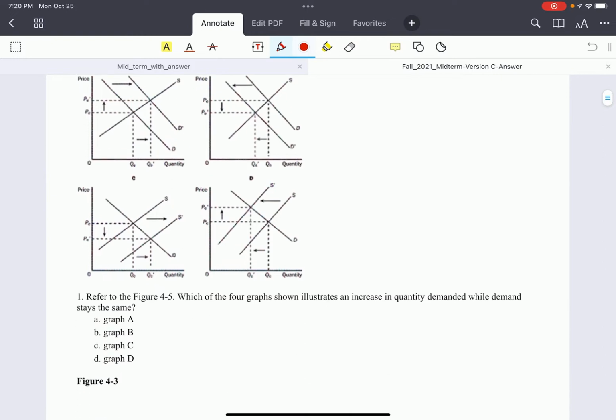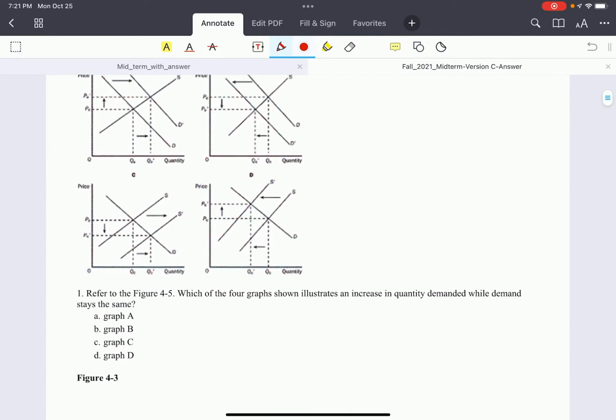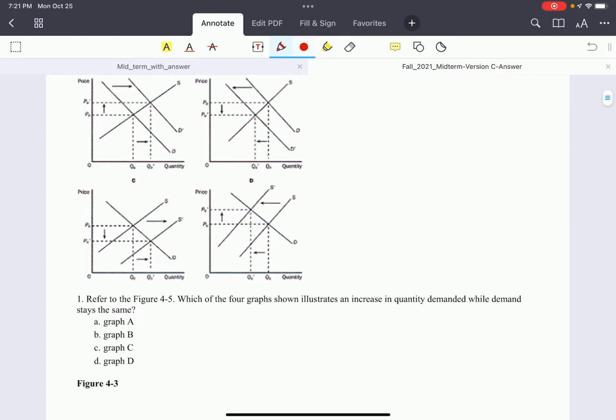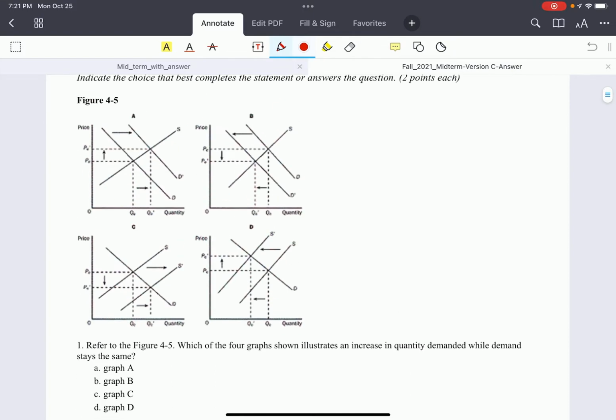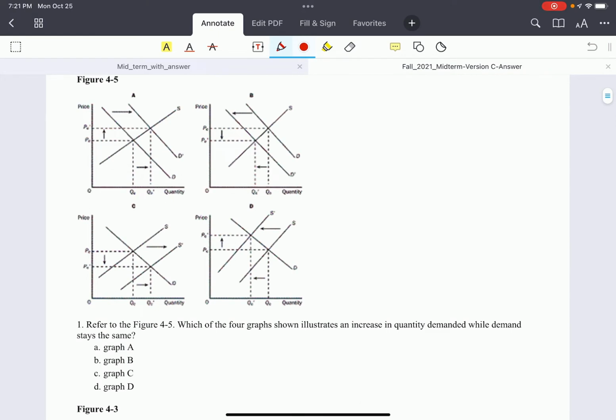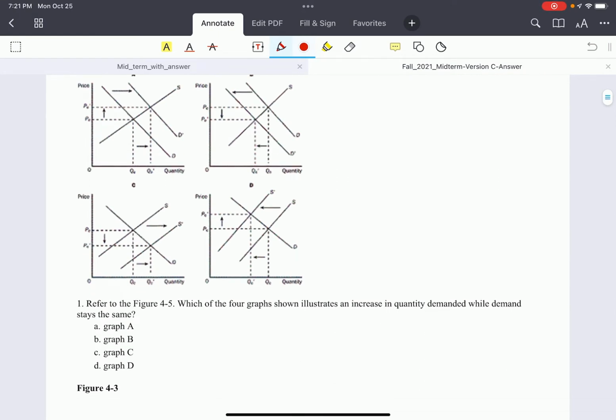Okay, first, multiple choice. The first one asks, which of these four graphs shows us an increase in quantity demanded while demand stays the same? So this one is pretty simple, right? Because if you want higher quantity demanded, but demand stays the same, then first, the demand cannot change. So the demand line cannot shift. Second, there should be a lower price. So this brings us to choice C, right? Because you can see that the demand line stays the same and the price decreases.